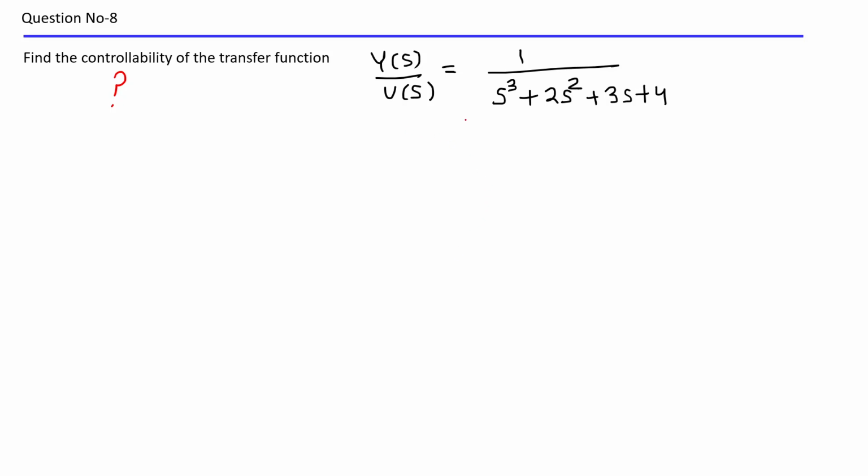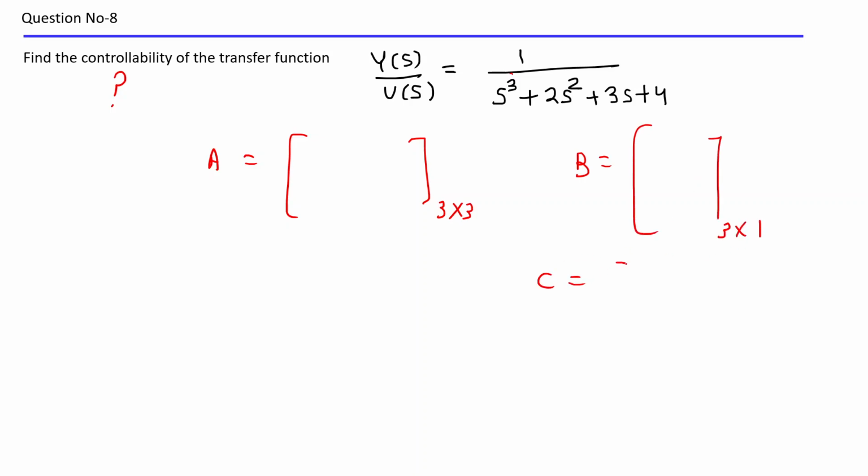Suppose a transfer function is given, you have to first find out the ABC matrices. I told you how to find the ABC matrix for this type of question. So first, this is a third order equation, you see s cube is there. A 3 cross 3 matrix will be there, B will be a 3 cross 1 matrix, and C will be a 1 cross 3 matrix. Now you have to fill all these values.